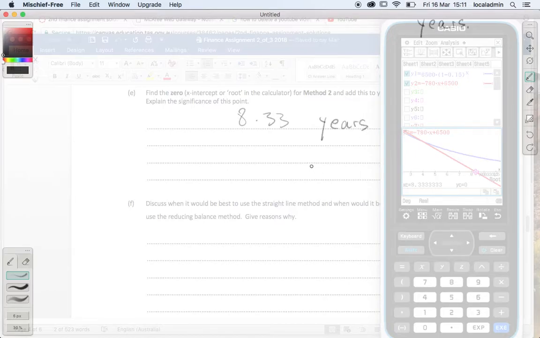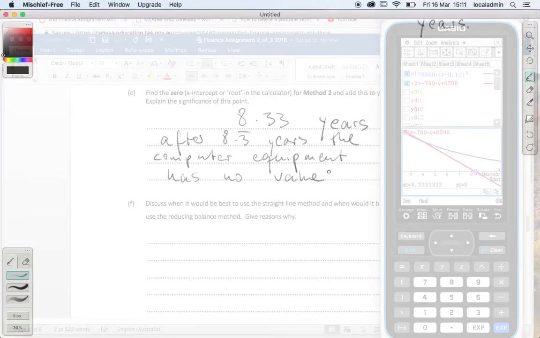And add this to your graph, explain the significance of this point. So after 8.3 years, the computer equipment has no value. Bang. And that's all there is.